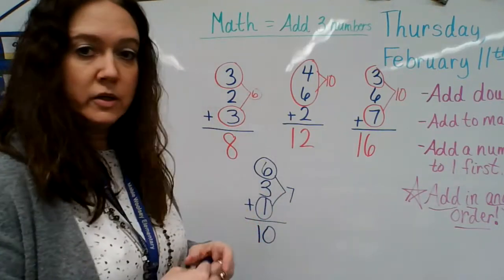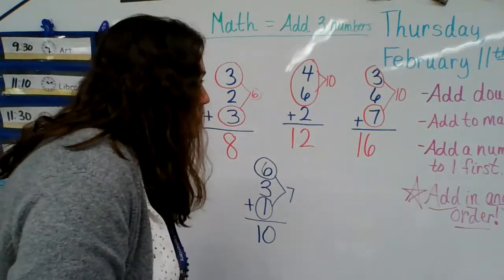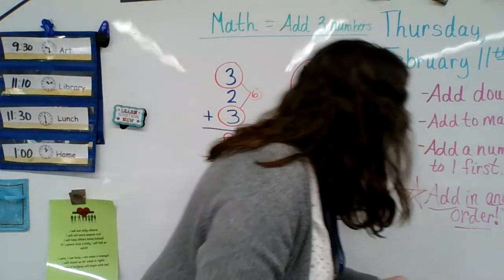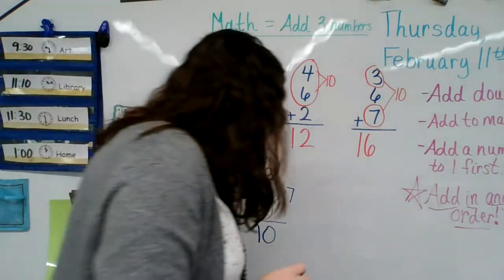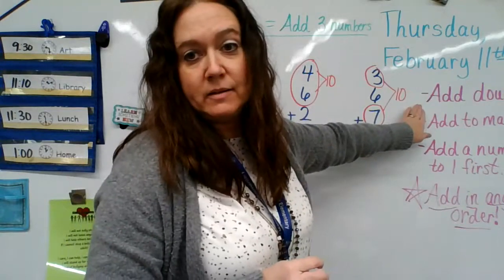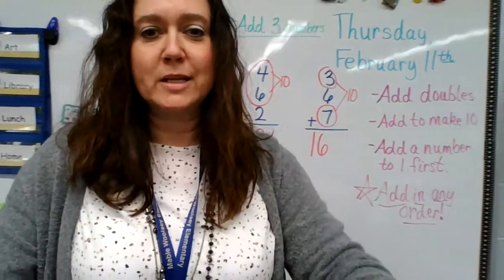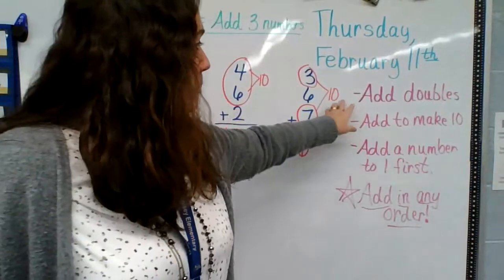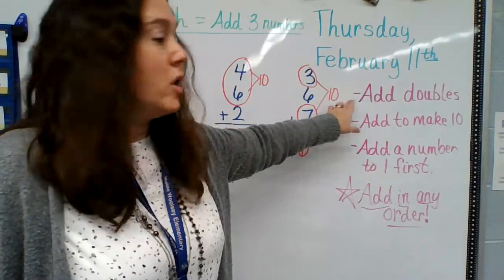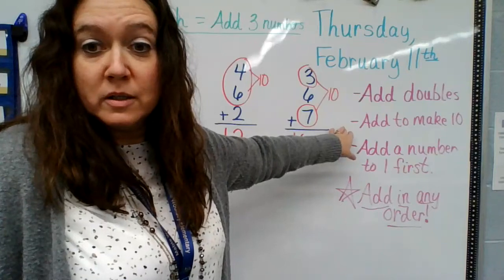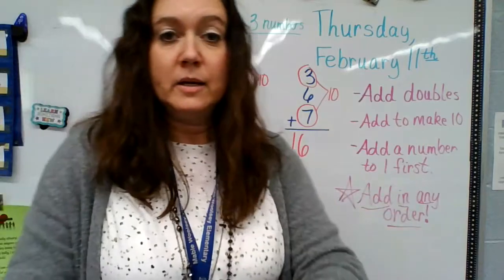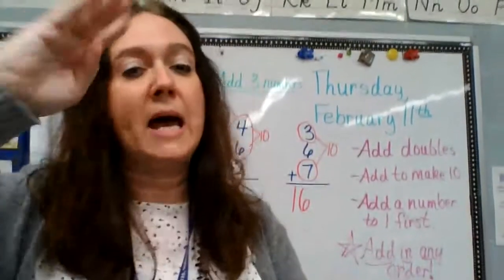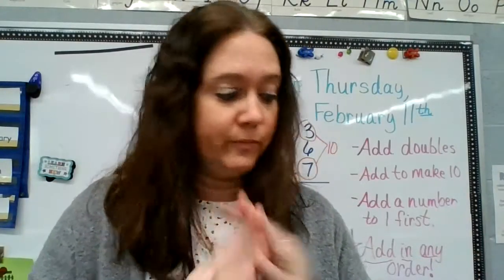So when we're adding three numbers, really, you could add in any order. But to make it easier, look for doubles to add. I just realized you can't see all of what I said. Add doubles first. Add to make 10 first. Add a number to 1 first. But in the end, you're going to add in any order. You'll come out with the same answer. Okay.